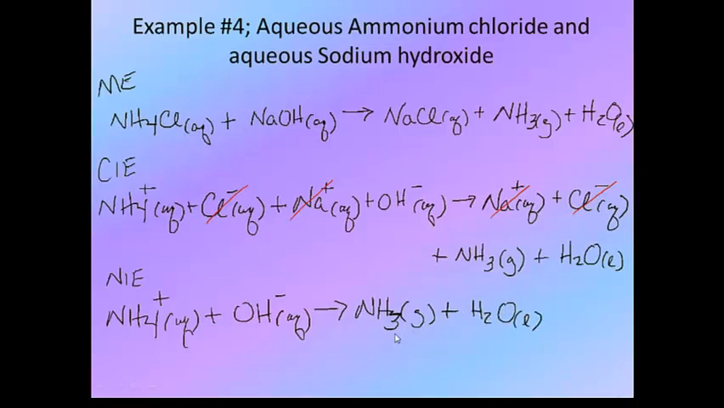So look at it. 1 nitrogen on the left, 1 on the right, 5 hydrogens on the left, 5 on the right, 1 oxygen, 1 oxygen, a 0 charge on the left, a 0 charge on the right, and it's done perfectly.